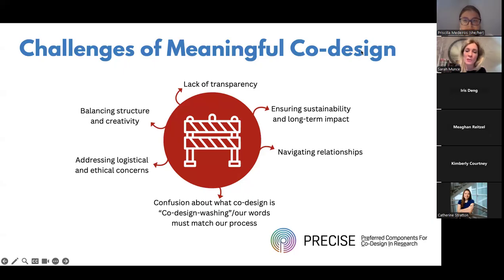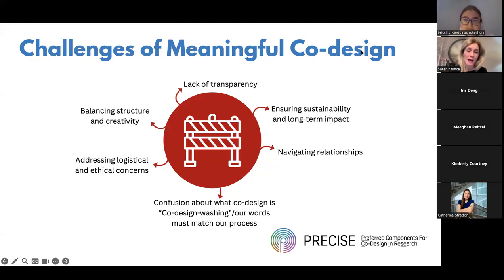Of course, there are challenges with navigating relationships, including the extra time that it takes to work with various partners. So that leads to or is associated with logistical challenges and concerns as well as ethical concerns.